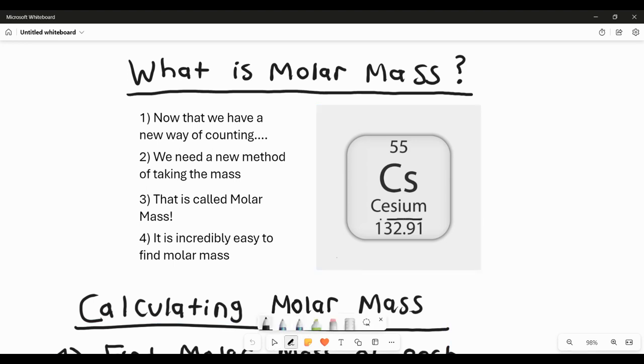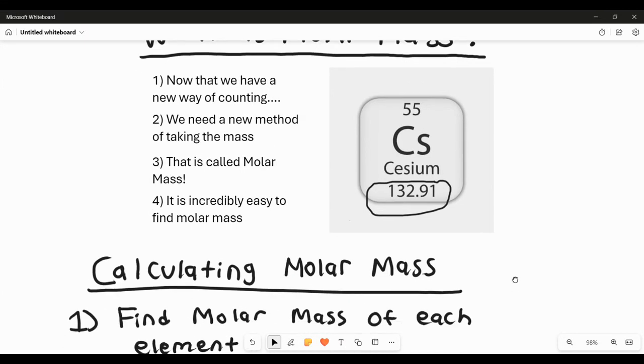I know you won't believe me if I say it, but you can research this if you want to. The molar mass of cesium or any other element for that matter, is equal to the exact same number in atomic mass units, but in grams. Just don't forget it's in grams.